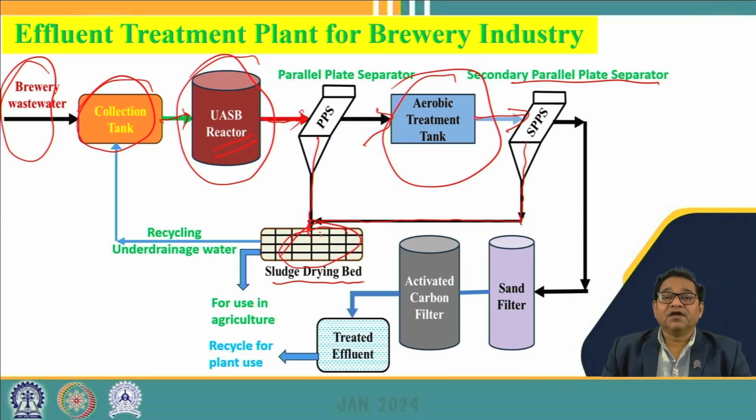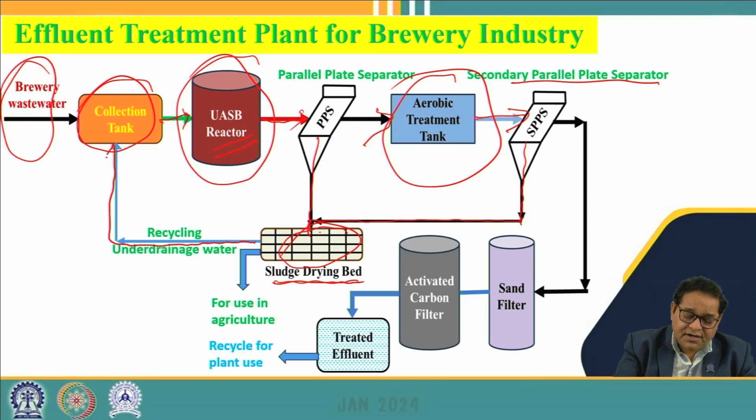In the sludge drying bed, the sludge, which contains a lot of water, gets filtered through the filter media provided in the bed. And in the sludge drying bed, there is an underdrain system which collects all the filtered water from the rest of the sludge or biomass. So this water is generated here, and it is recycled back to the collection tank, where it is mixed along with the raw wastewater coming for treatment.